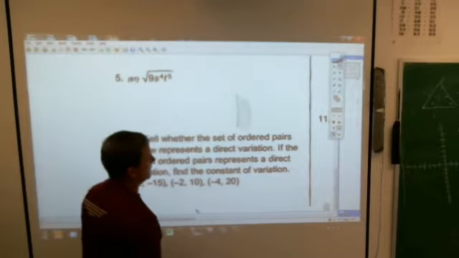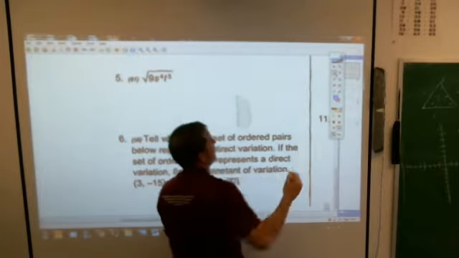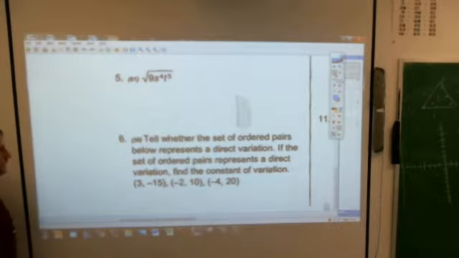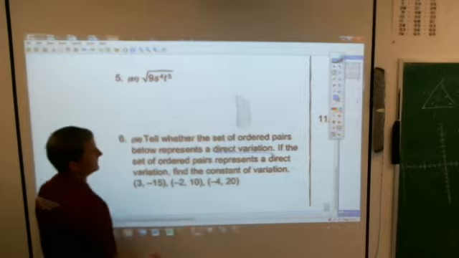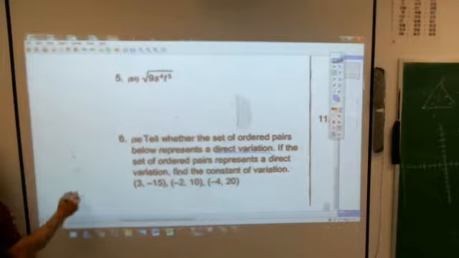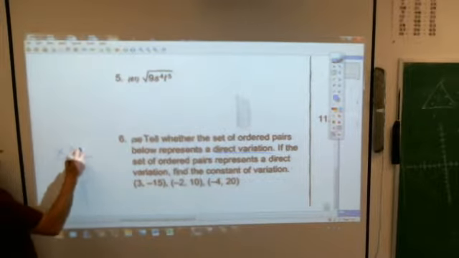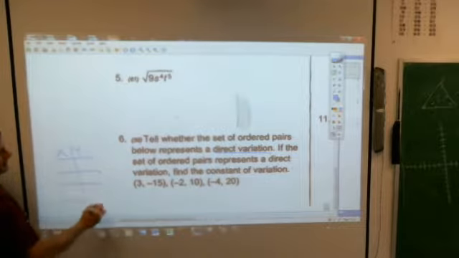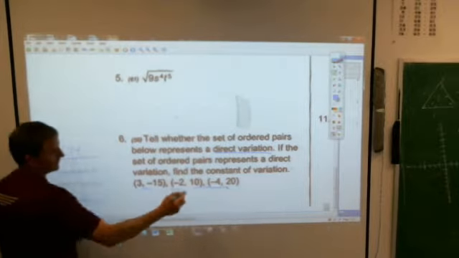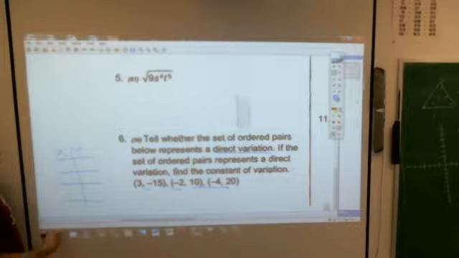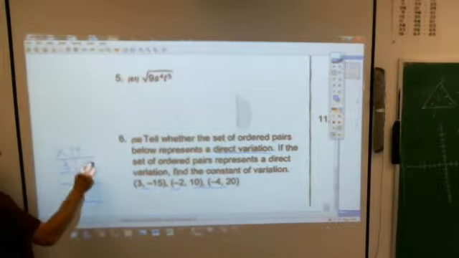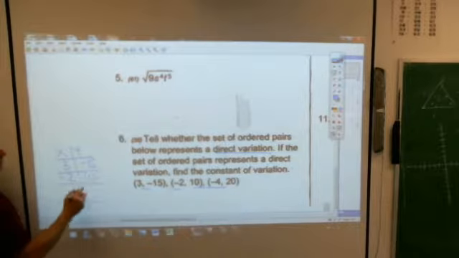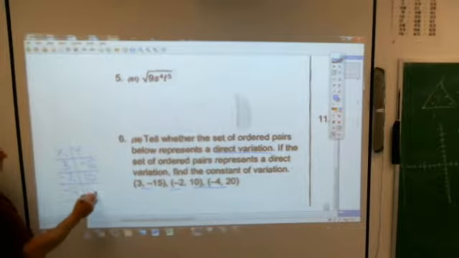Number 6 can very simply be done by doing this. In order for something to be direct variation, it has to have a constant of variation. Probably your best bet is to look at it this way. They give you 3 points. Put those 3 points in this table. X is 3, Y is negative 15; negative 2, 10; negative 4, 20.